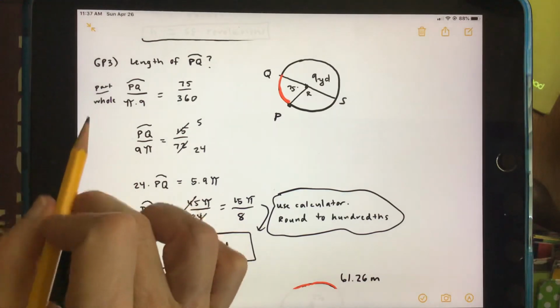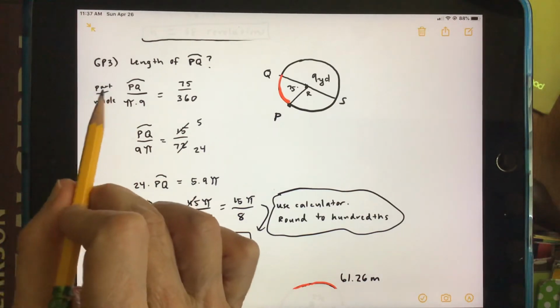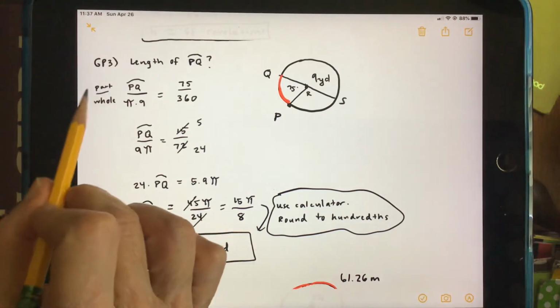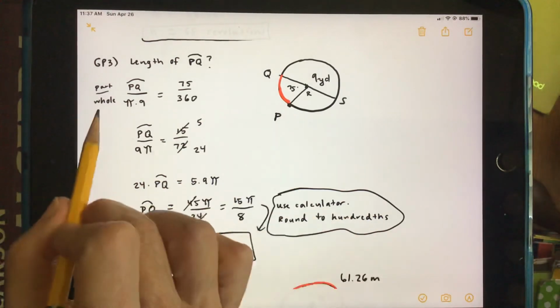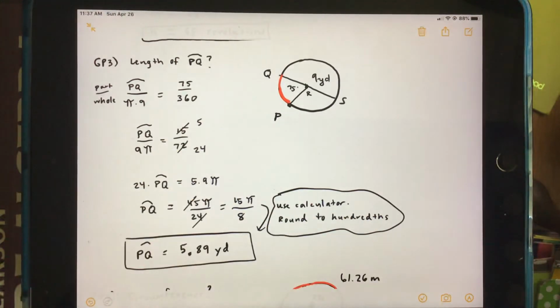So we're comparing our part to our whole. The part length to the whole length is equal to the part number of degrees to the whole number of degrees in the circle. So we're setting up ratios to be able to express our relationships to solve for our unknowns.